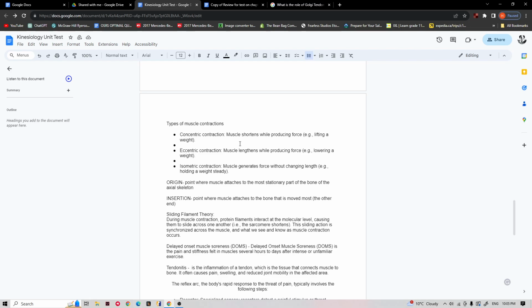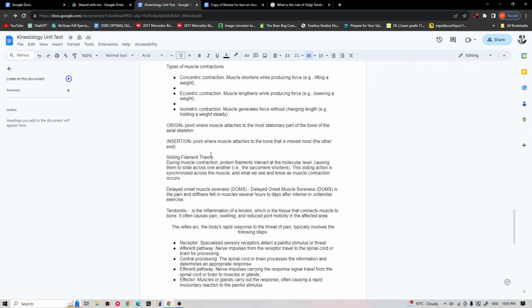Concentric is when you're shortening the muscle, so when you're lifting the weight, contracting. Eccentric is when you extend the muscle, you're stretching it out. Isometric is when you're just holding the muscle steady.